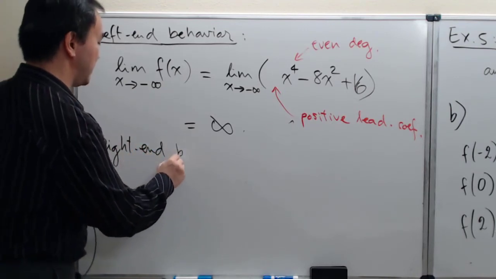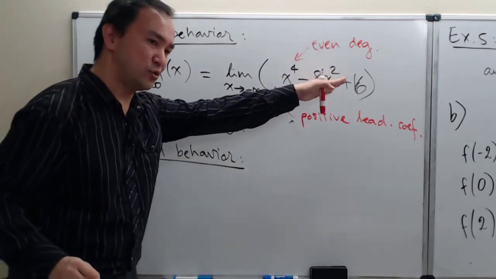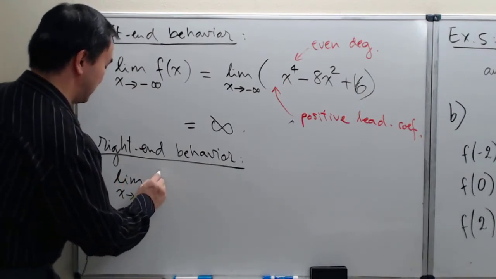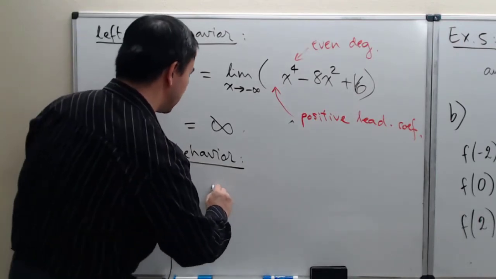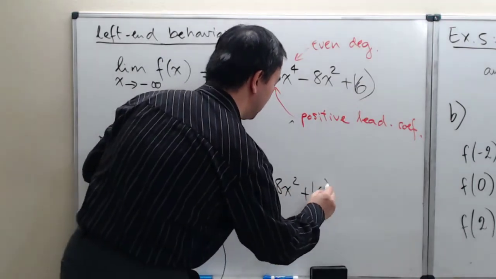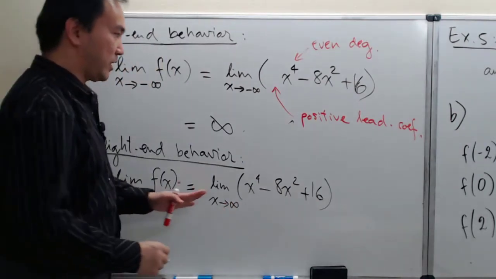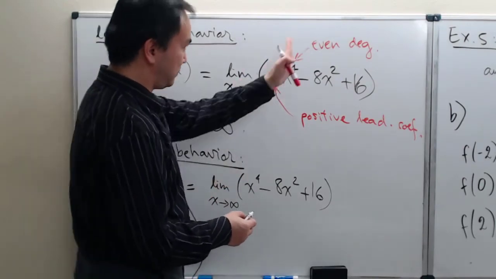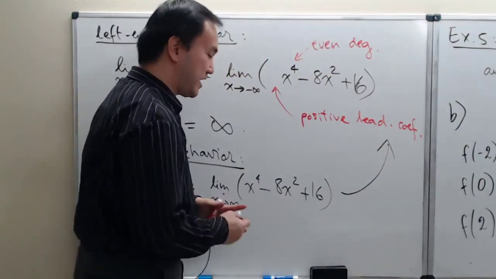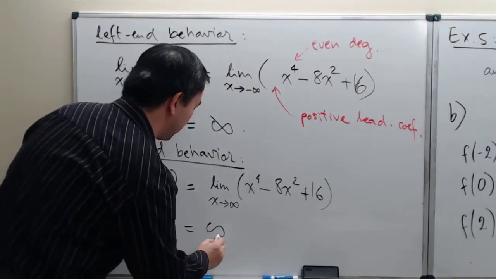Same way, right end behavior. Same function of ours right here, x to the fourth minus 8x squared plus 16. Now I'm going to consider x approaching positive infinity for f of x. This is taking the limit of the function x to the fourth minus 8x squared plus 16, with x going to positive infinity. As I drew in the quick picture earlier, even degree with positive leading coefficient, the right end is also going to rise like this. And so in that way, I am also going to get positive infinity.